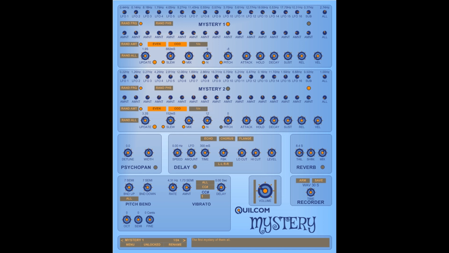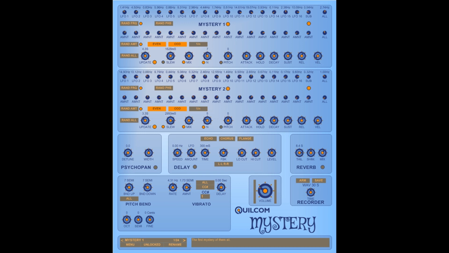So to round off the description of the Mystery generator, we have a conventional envelope generator here, and that just affects the volume, and we can make the volume velocity sensitive should we wish to with this velocity knob.